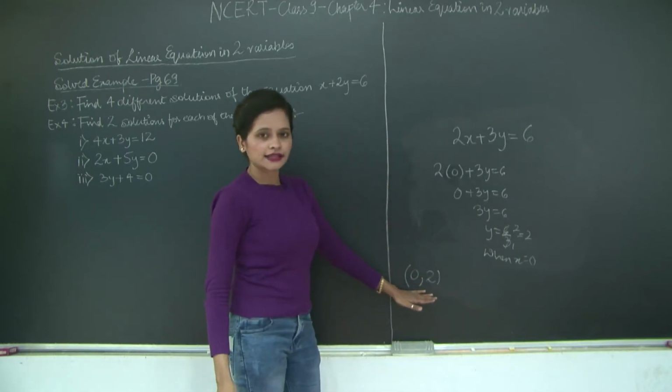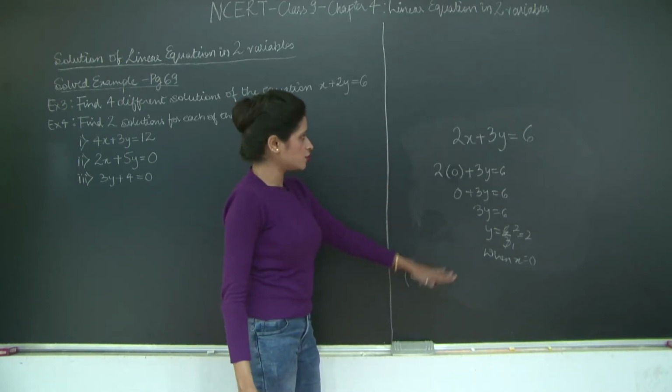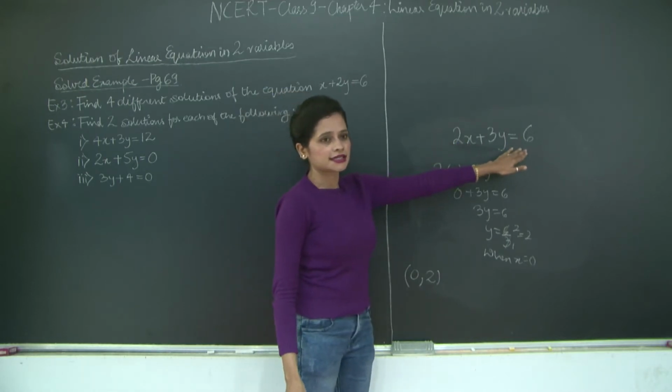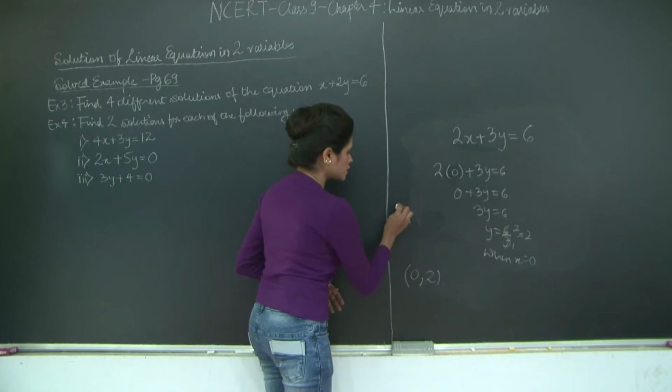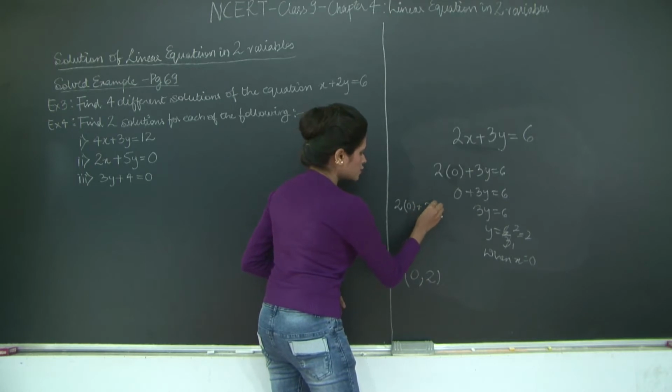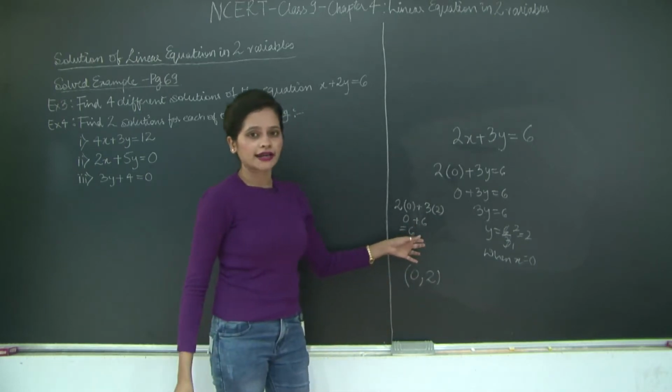Now let's substitute x is equal to 0 and y is equal to 2 in the left hand side of this equation, and you will notice that the answer is 6. Let's check. I am substituting for 2x plus 3y. So the value of x is 0 plus 3 into 2. It gives me 0 plus 6, which is nothing but 6, which is equal to the right hand side.